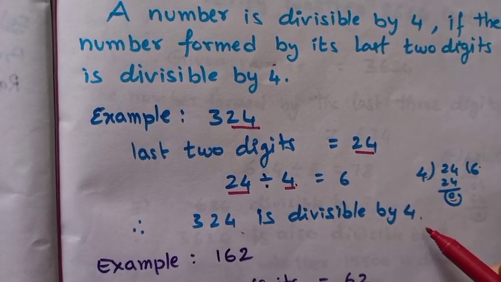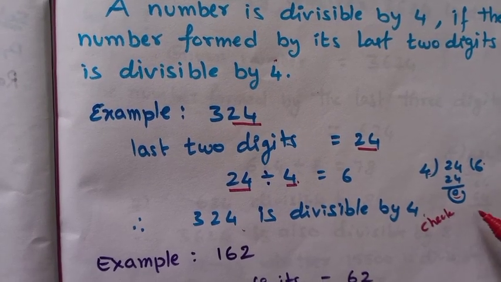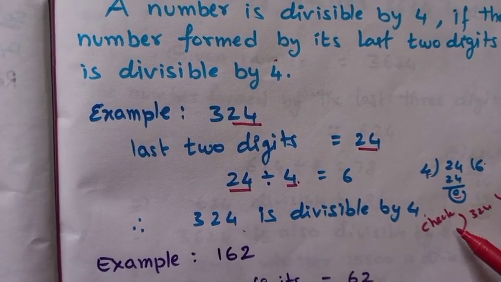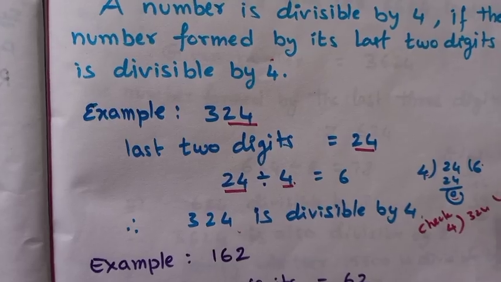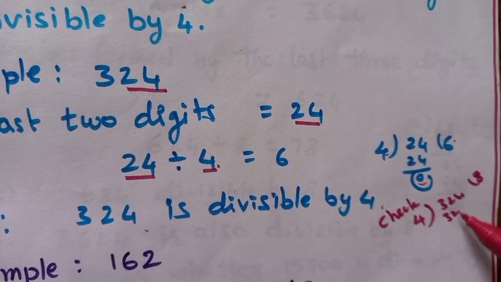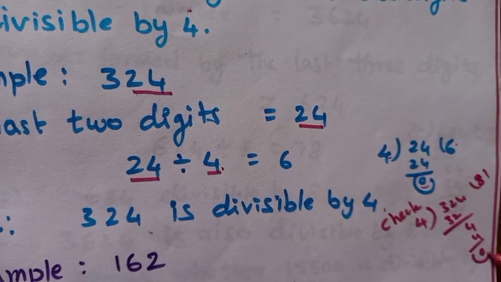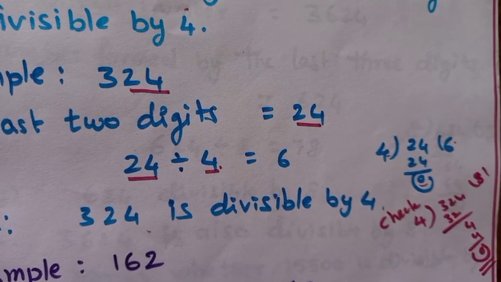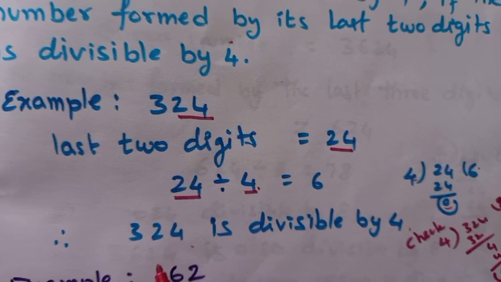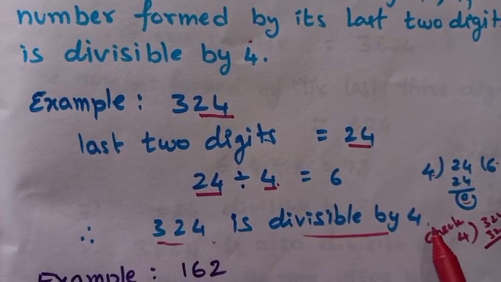Now we will check by dividing 324 by 4. 4 8s are 32, bring down 4, and 4 1s are 4. Now the remainder is 0. Therefore 324 is divisible by 4.